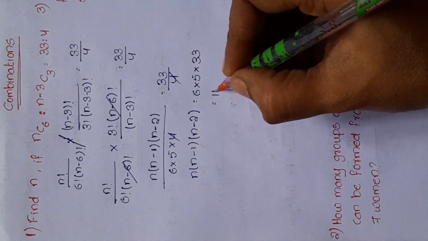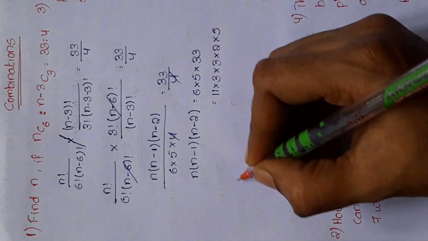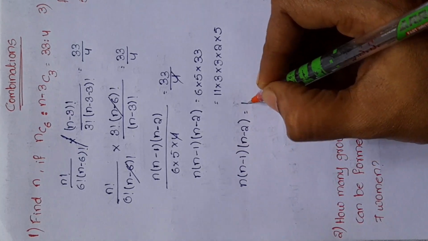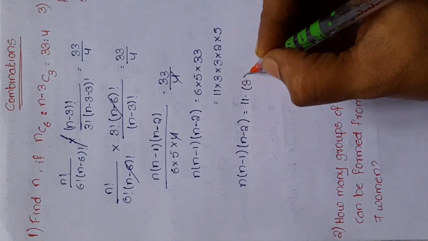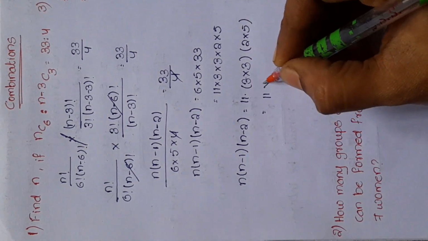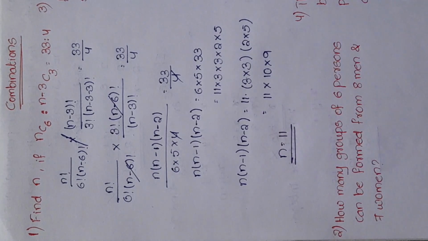This can be written as 11 into 3 into 3 into 2 into 5. So n into (n minus 1) into (n minus 2) is equal to 11 into 3 into 3 and 2 into 5. That is 11 into 10 into 9. So the value of n is 11.